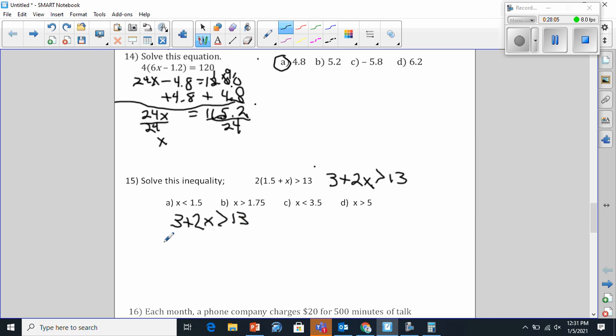All right, we need to get rid of that 3, so we're going to subtract 3 from it. Whatever I subtract from one side, I subtract from the other side. 2x comes down. It's greater than 13 minus 3 is 10. Now we need to get that 2 away from 2x. We'll divide it away. Whatever I divide from one side, I divide from the other. And 10 divided by 2, that's going to give me 5. So x is greater than 5.